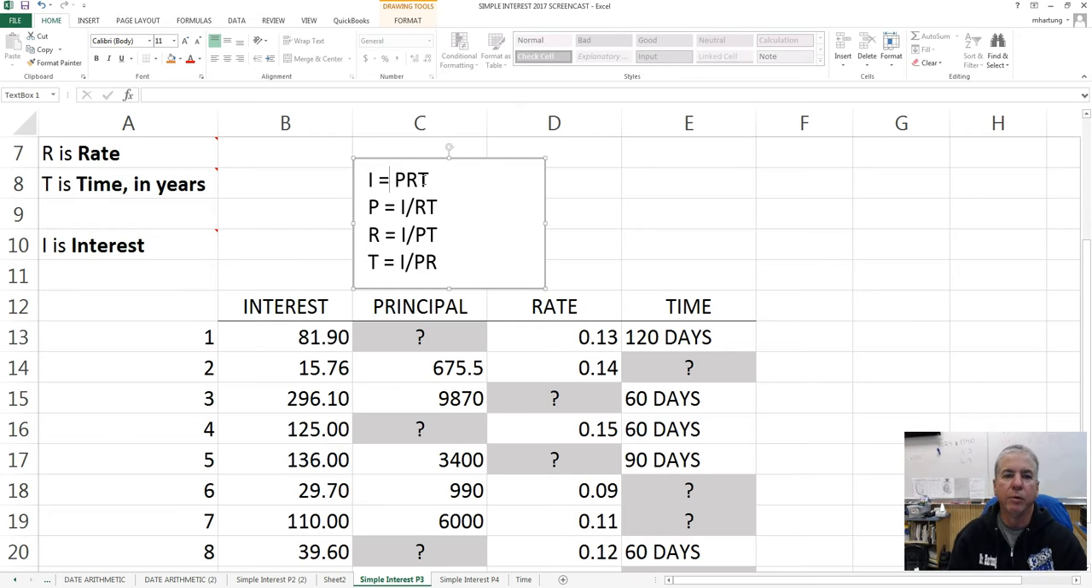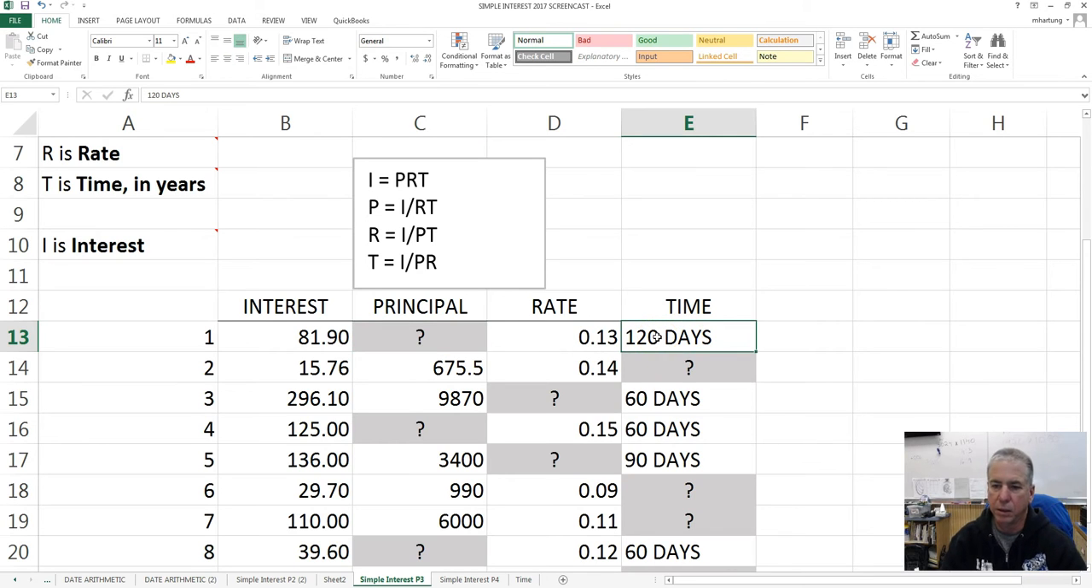And then we rearranged it in the first example by dividing both sides by RT so that we could isolate P, so that P would equal I divided by RT. And in a similar fashion went through so that we could solve for R and T. And so then we've created this table and question marks and some shading so that we know which unknowns we are looking for.